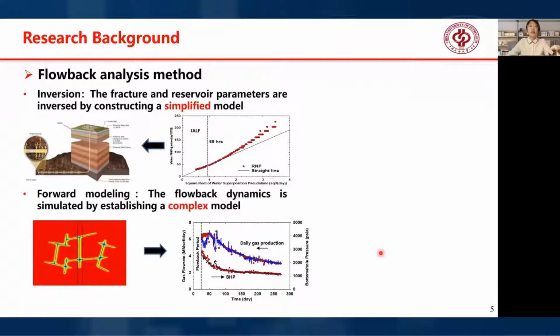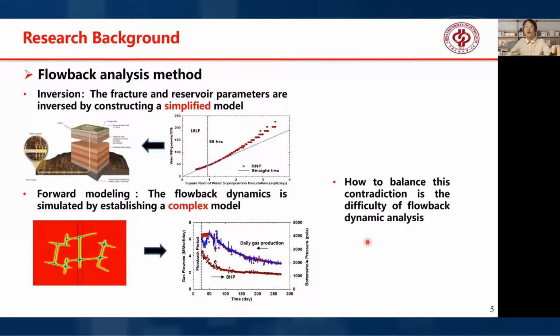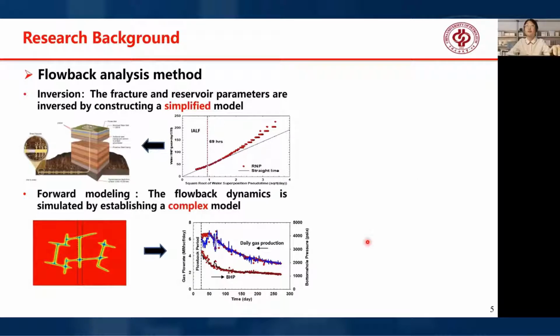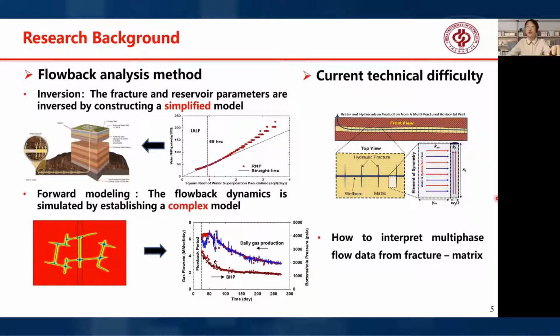The flowback analysis method includes inversion and forward modeling. The fracture and reservoir parameters are inversed by constructing a simplified model. However, the simplified model may not reflect the true reservoir, but it is easier than forward modeling. As for forward modeling, it is simulated by establishing a complex model, but it may lead to multiple solutions. So how to balance this contradiction is the difficulty of flowback dynamic analysis. Therefore, the current technical difficulty is how to interpret multi-phase flow data from fracture matrix.